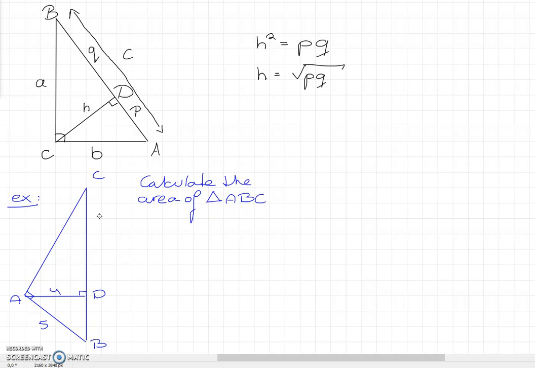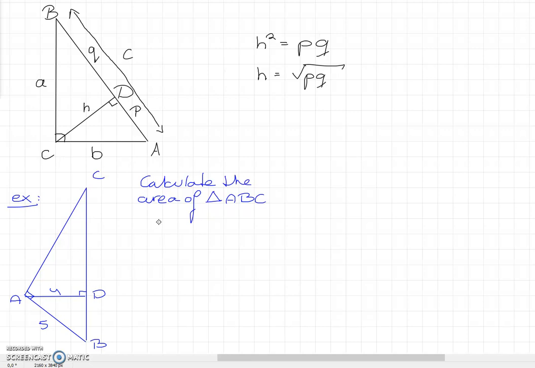In order to calculate the base BC, we're going to use this geometric mean theorem, and we're going to write it down first. Let's look at the geometric mean theorem. The H in the theorem is the altitude belonging to the hypotenuse.